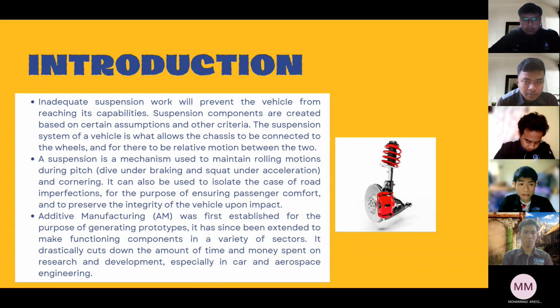For the next slide, we discuss the introduction, where an ineffective suspension will prevent the vehicle from reaching its capability. A suspension is a mechanism used to maintain rolling motion during pitch. It can also be used to isolate the car from road imperfection for the purpose of ensuring passenger comfort. Additive manufacturing was first established for the purpose of generating prototypes. It has since been extended to make functional components in a variety of sectors.